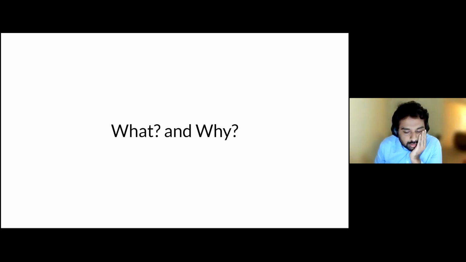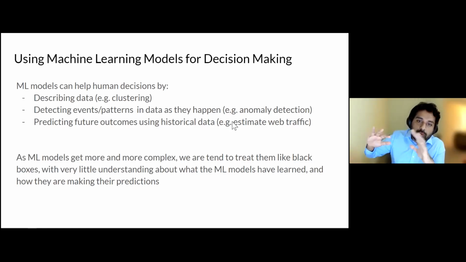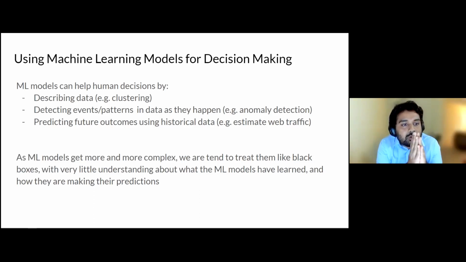So we'll go into the what and the why. So let's take a step back and look at what machine learning is and how we can use it, right? So we use machine learning to help human decisions by doing various things. So thank you very much, a postgraduate student. That's great. Hopefully this will open up some interesting research questions for you.